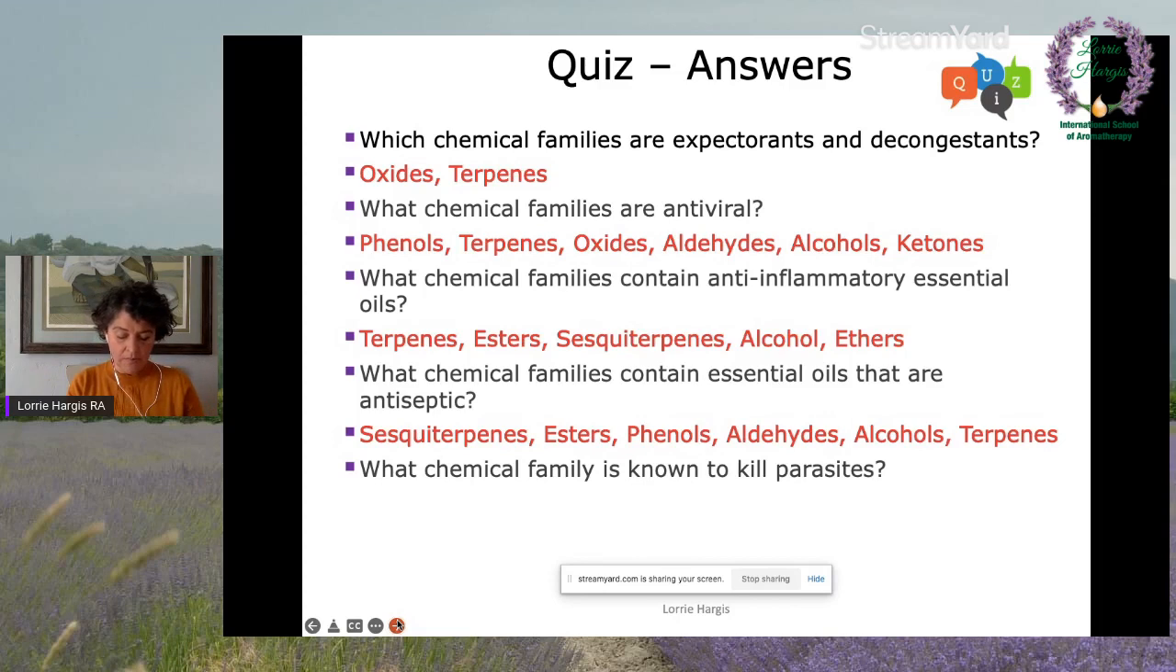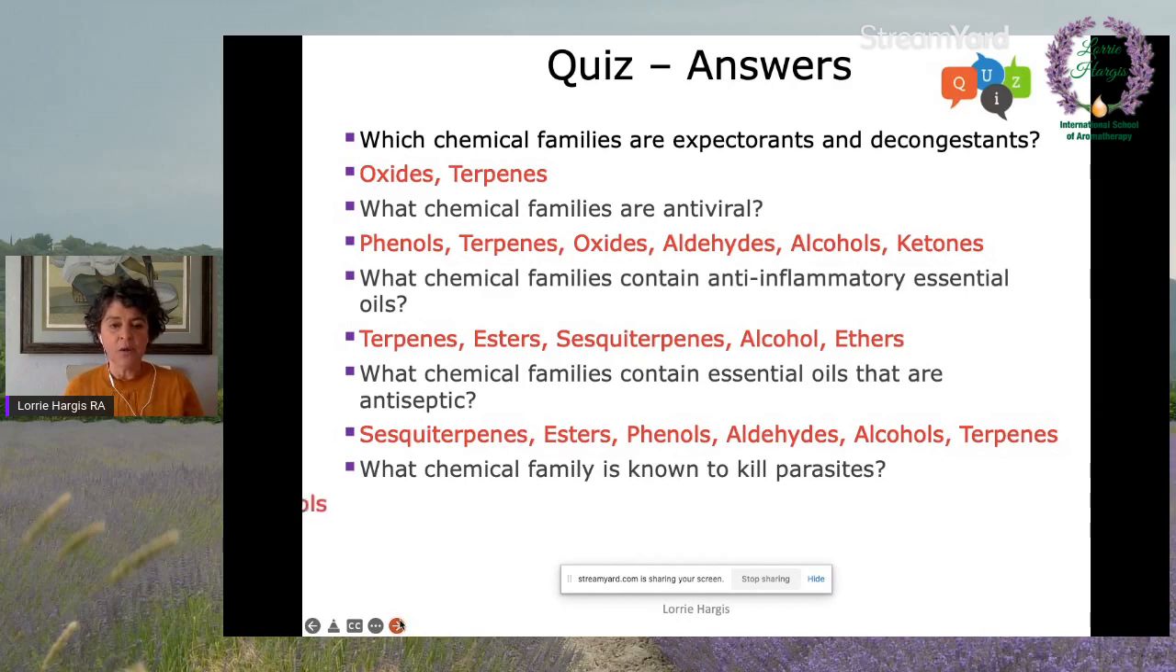Okay, so here we go. Now it doesn't mean your answers are wrong, okay? Because I've picked one family is what I've done. So we have limonene, terpenes, alcohols, esters, ethers, sesquiterpenes, phenols, aldehydes, lemon. Okay, good job. We've got a bunch of great answers here.